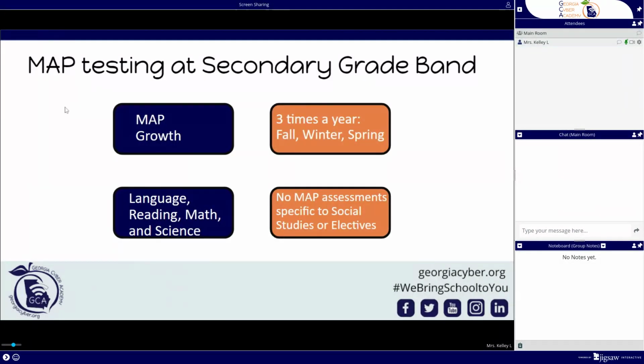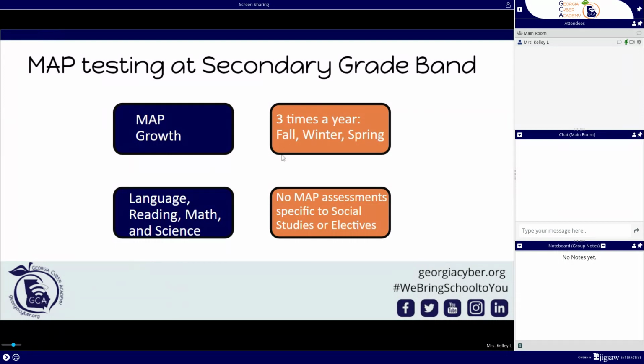So in the secondary grade band, we give the MAP Growth test. You may notice, especially if you have students in lower grade bands, they have, I think, MAP Fluency, Math Accelerator, things like that. We do not give those at the secondary grade band level. The tests are specific to growth, and it's just a different type of test, targeted more for a higher grade level.